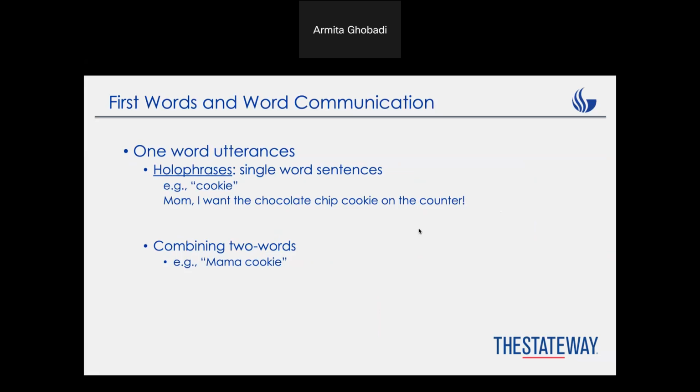After the one word phase, we have combining two words together, and we welcome the two word phase. For example, "mama cookie" means, "Mom, I need you to get me that cookie." It is not about dad. It is not about sister. It is about mama. So they give you more information, and they are able to combine two words together and make a very weak sentence, but still, it's better than one word.